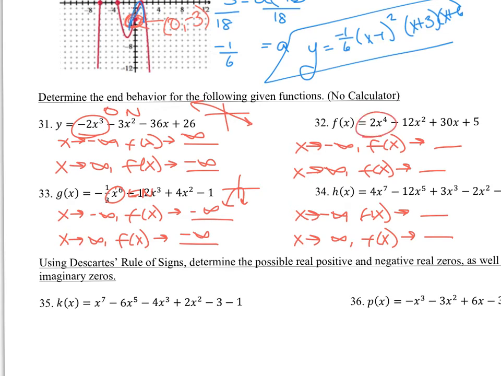The next one has an even degree and a positive leading coefficient, which means it's going to look like a happy parabola. So when x goes to negative infinity, y is going to positive infinity, and when x goes to infinity, y goes to infinity. And last but not least, 34 has an odd degree, but a positive leading coefficient, which means I'm going to think about a positive slope. So as x goes to negative infinity, f of x goes to negative infinity, and when x goes to infinity, y goes to infinity.